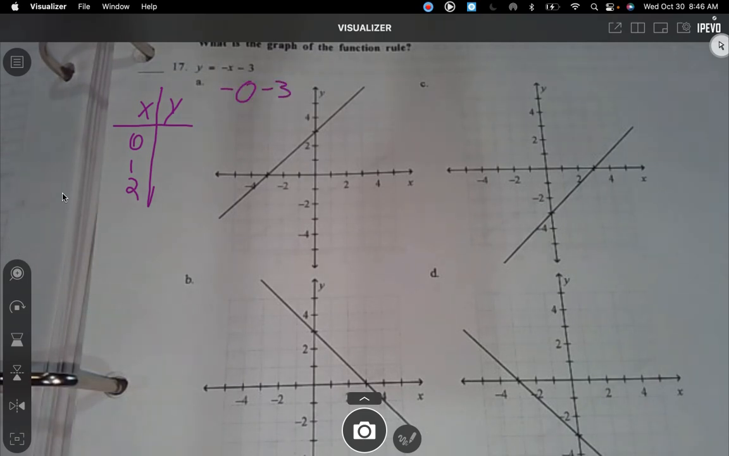And then I would just plug it in. Negative 0 minus 3. Well, that doesn't make sense. It's just 0 minus 3. Plug in 1. It's got a negative 1 minus 3. What's that going to be? Negative 4. Plug in 2. And we get negative 5. And graph it. Are we okay with this?